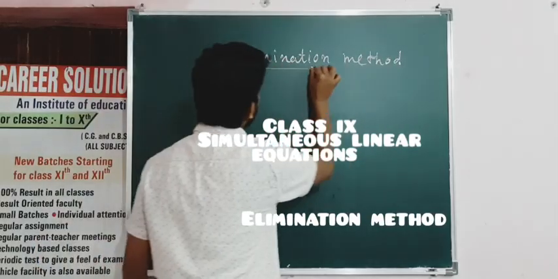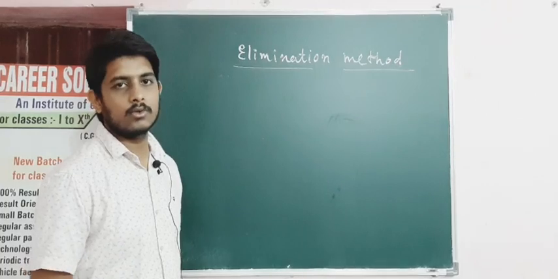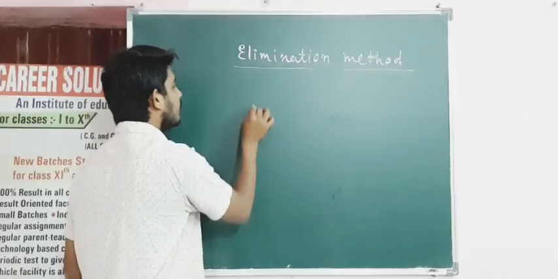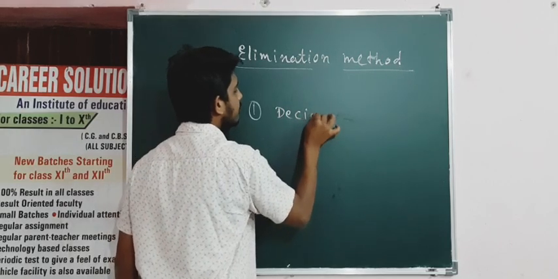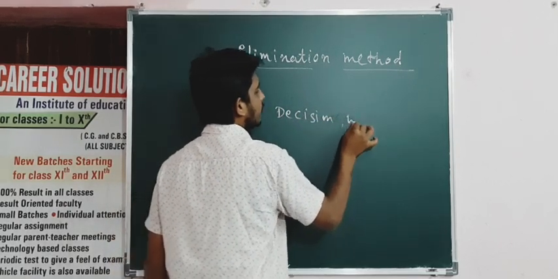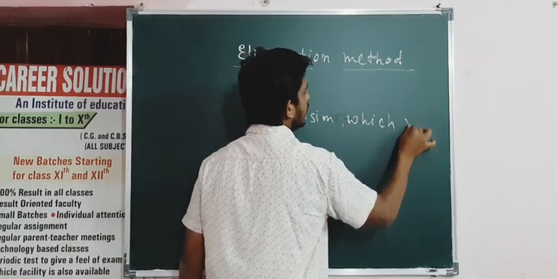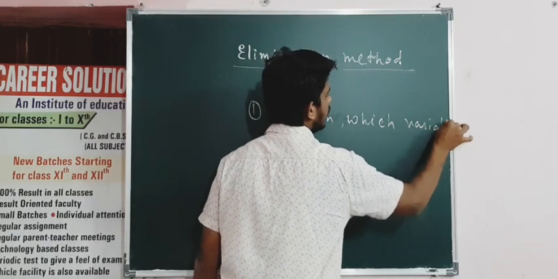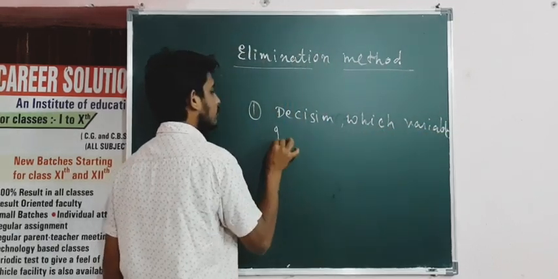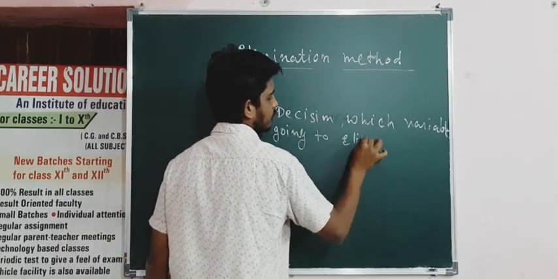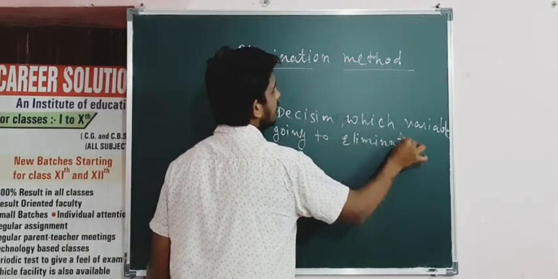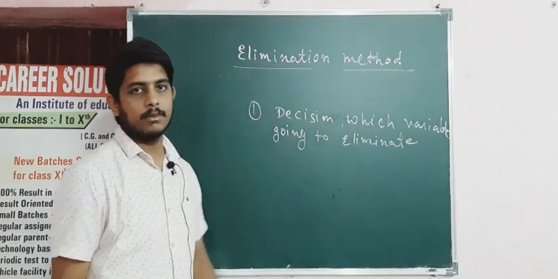So in the elimination method, what is the procedure we have to follow? First I am going to discuss that. The very first thing is to take a decision. You have to take a decision for which variable you are going to eliminate. First you have to decide which variable you are going to eliminate.